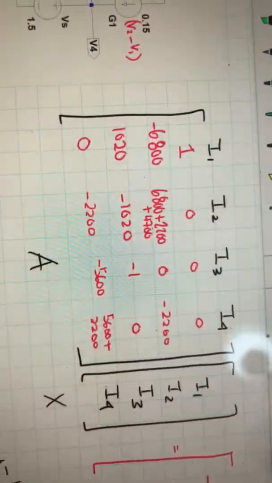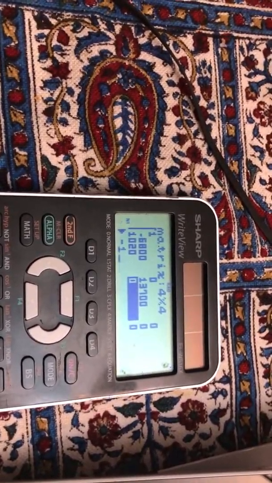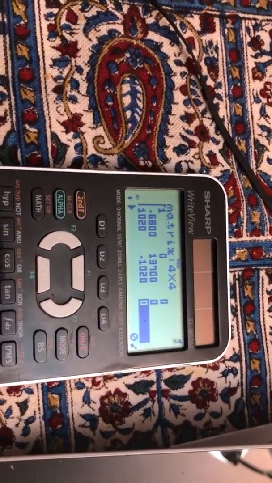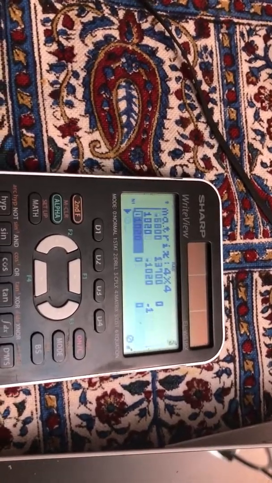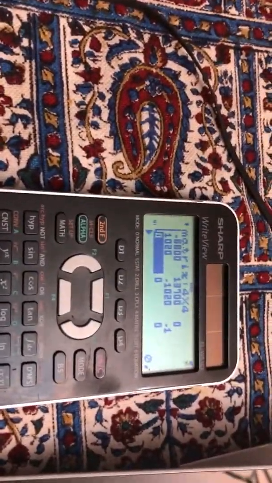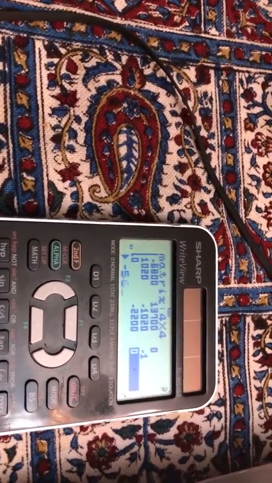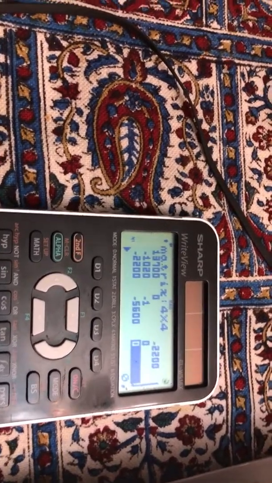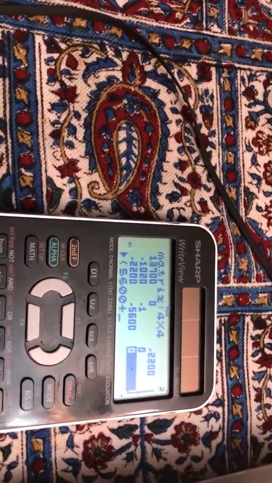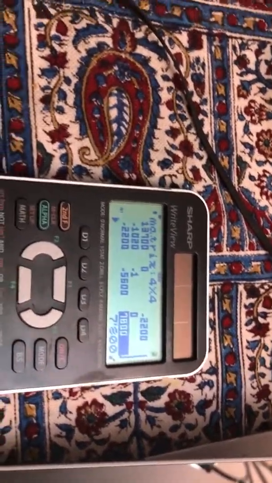Now going to the third row. The third row is 1020, negative 1020, and then negative 1, and then 0. And the next one, the last row, the fourth row, is 0, then negative 2200, then negative 5600, and then 5600 plus 2200. Okay, good.